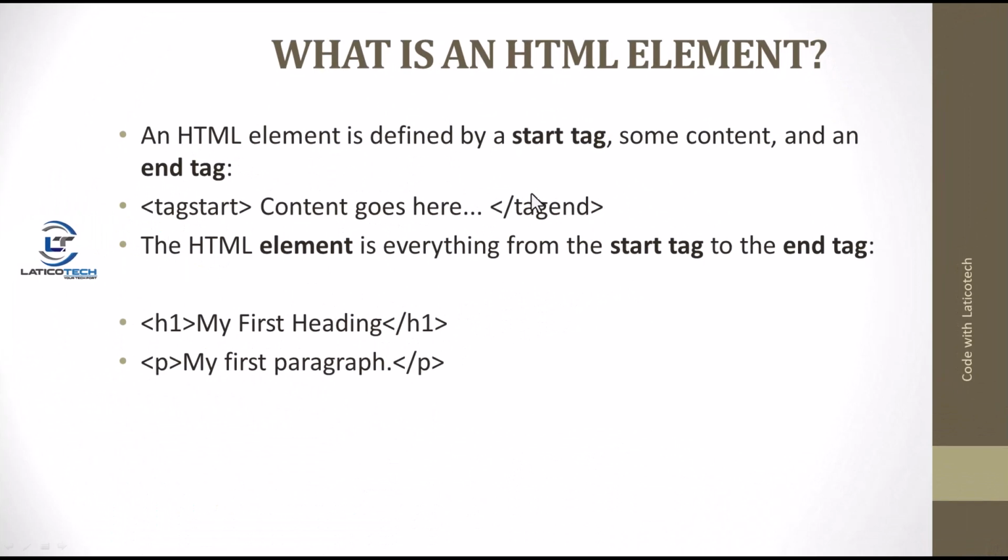Now, what is an HTML element? An HTML element is defined by a start tag, and then we have some content and an end tag. Okay, so we have a start tag, then we put some content between the start and the end tag. Now the start tag, this is how we have it. You can have the start tag and you have the content, and then the end tag is this way. The HTML element is everything from the start tag to the end tag. Now this is an example of how it looks like.